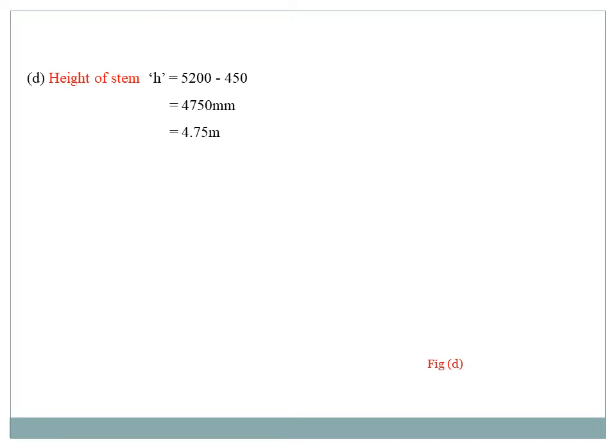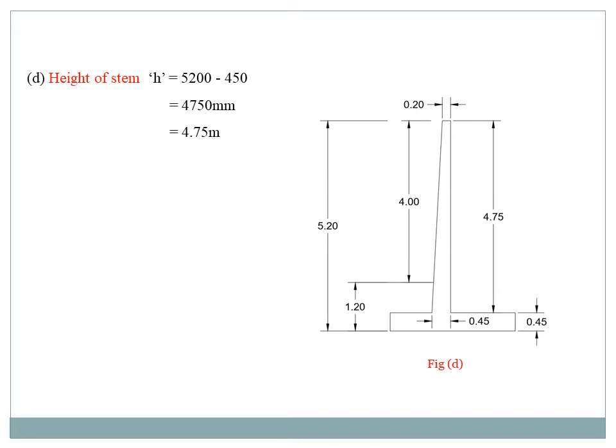The next is the height of the stem, small h. See the diagram. The height of the stem is taken as only the vertical portion. We know the overall depth is 5.2 meter, and the thickness of base slab is 0.45 meter. Simple: 5.2 meter minus 0.45, we get 4.75 meter.